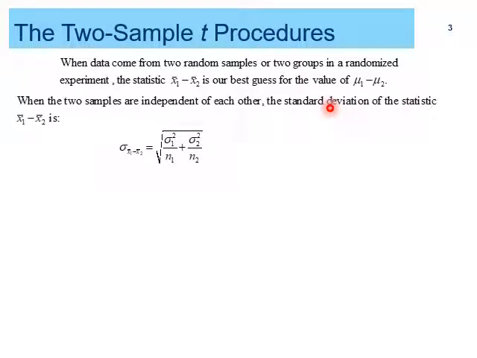So when the two samples are independent of each other, the standard deviation of the statistic x1 bar minus x2 bar, sigma of x1 bar minus x2 bar, is equal to the root of sigma square 1 divided by n1 plus sigma square 2 divided by n2. Here we can compare it with matched pair, and one can get confused, but in that matched pair t-test we have seen that they are dependent, because we are taking pre and post values or something related to that.